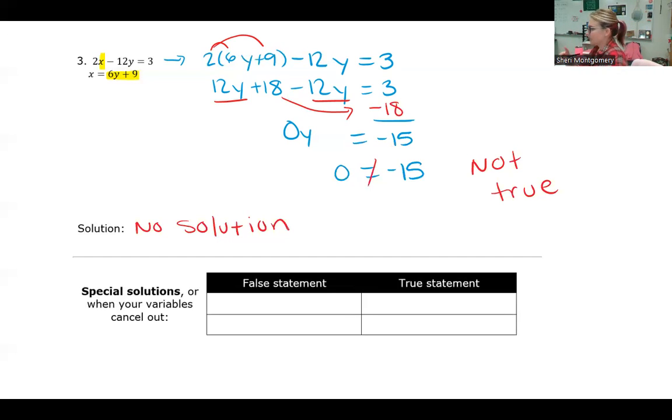We graphed last time. When we graphed last time, when did we get no solution? What kind of lines give us no solution? Parallel. There's no solution because these are parallel lines. There's no solution because they are parallel.